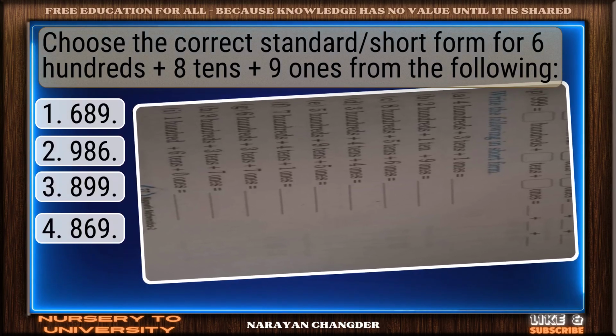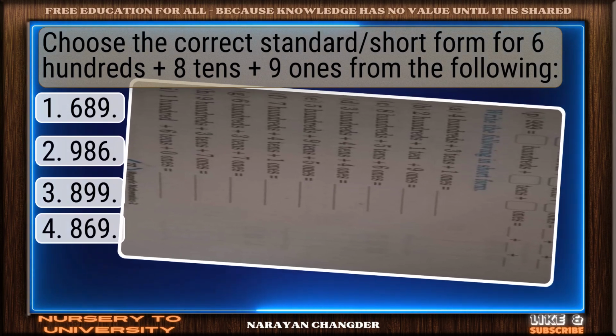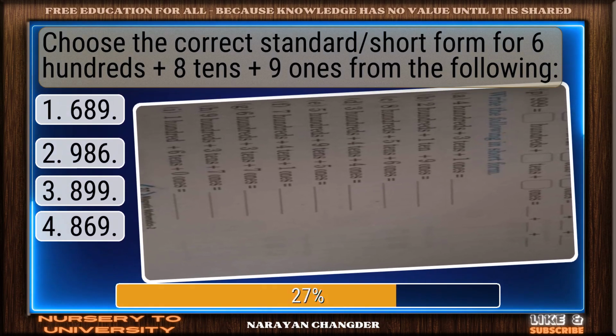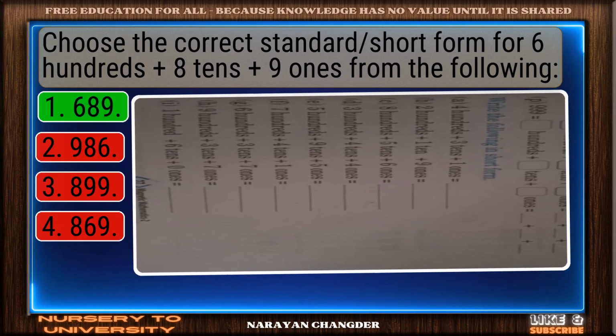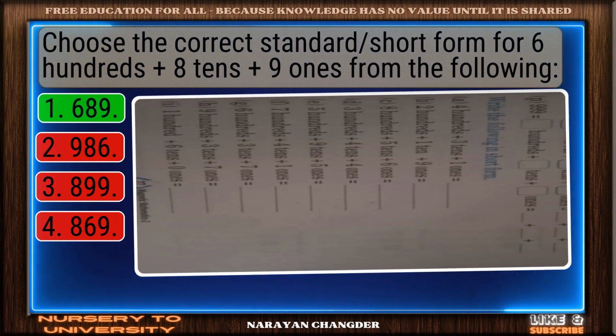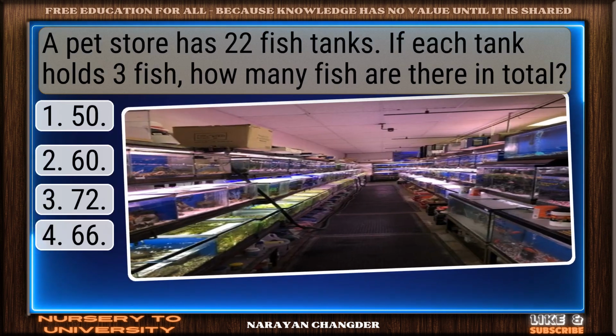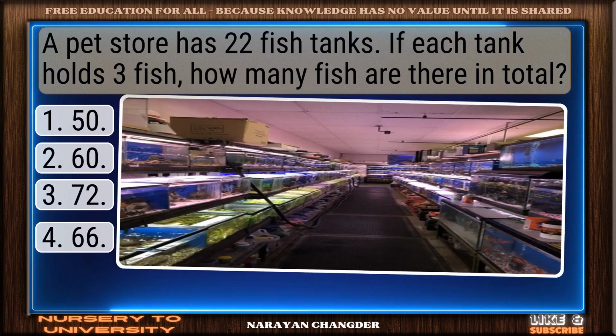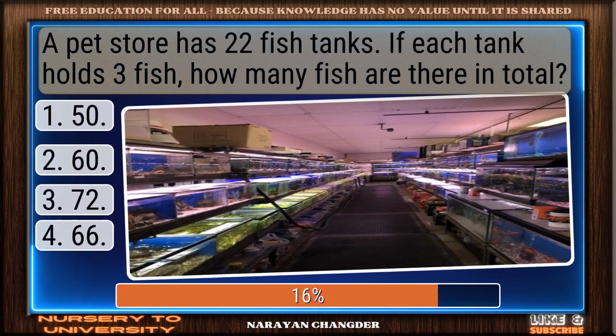Choose the correct standard short form for 6 hundreds plus 8 tens plus 9 ones from the following. Right choice. 689 is the best answer. A pet store has 22 fish tanks. If each tank holds 3 fish, how many fish are there in total?